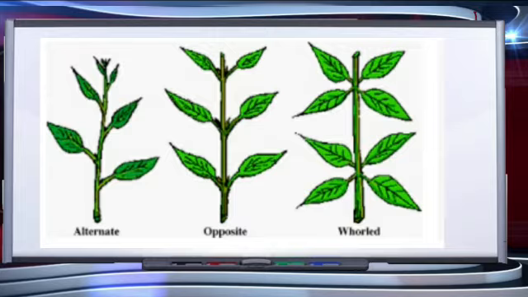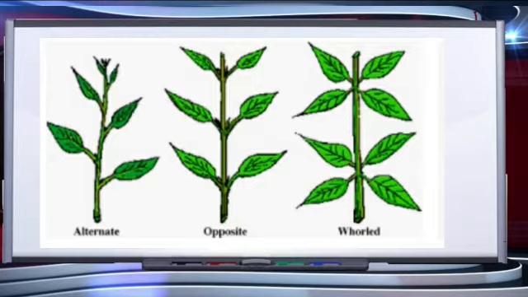In alternate type of phyllotaxy, a single leaf arises at each node in alternate manner, as in China rose, that is hibiscus, mustard and sunflower plants. In second, that is opposite type, a pair of leaves arise at each node and lies opposite to each other. We can see this type of phyllotaxy in Calotropis procera and guava plants.